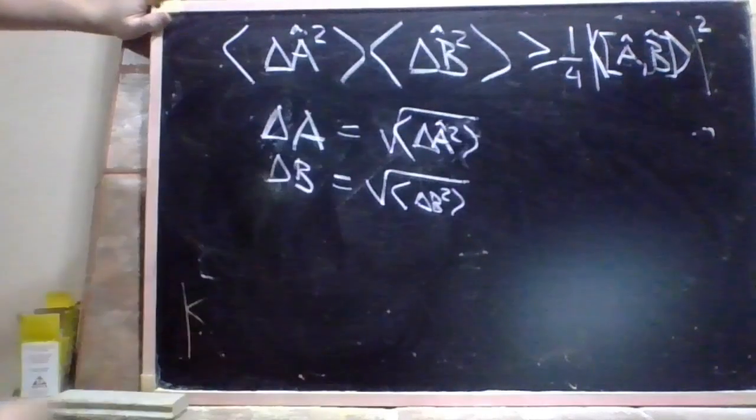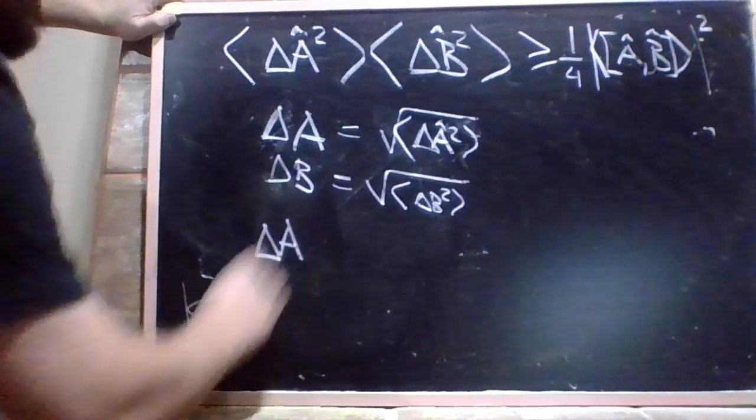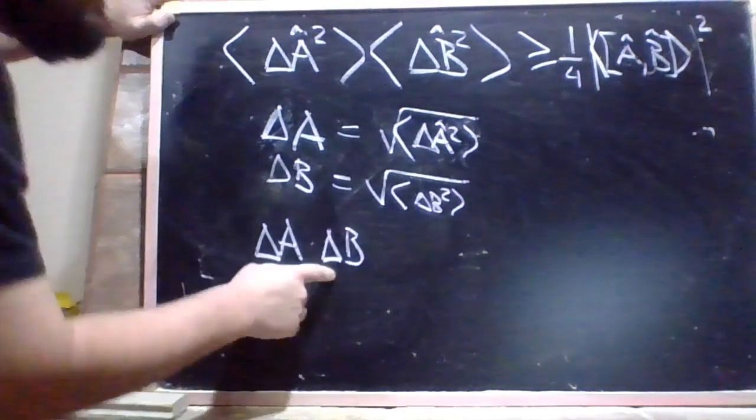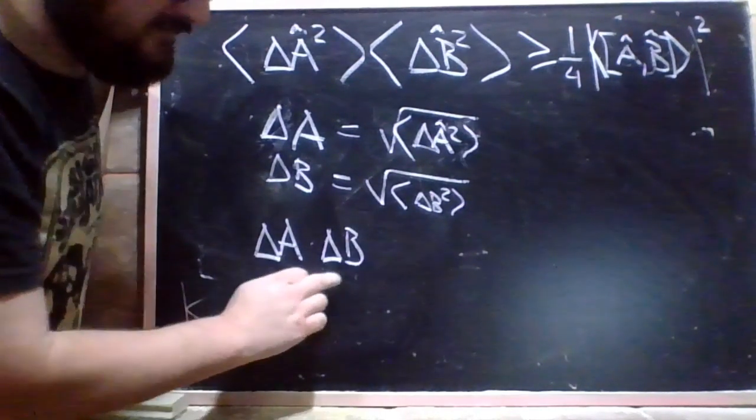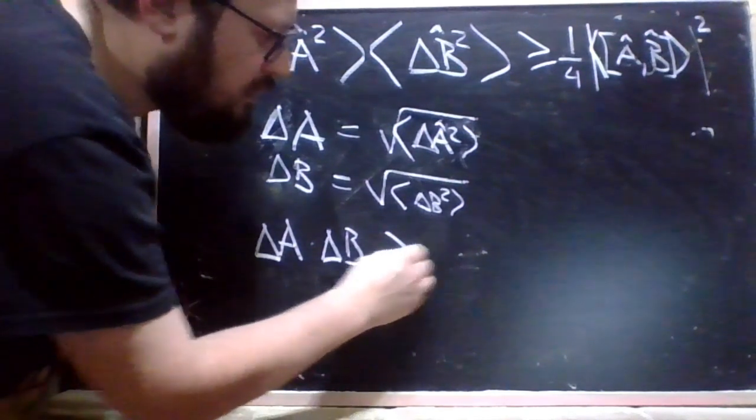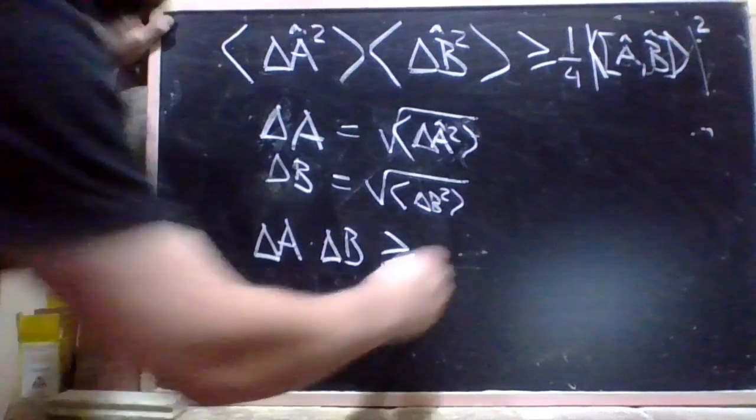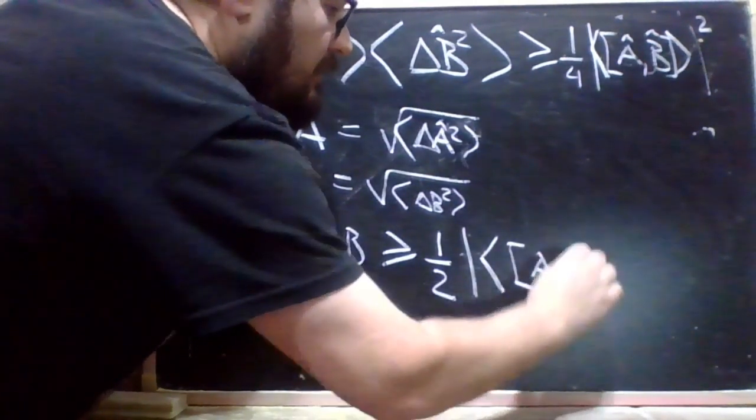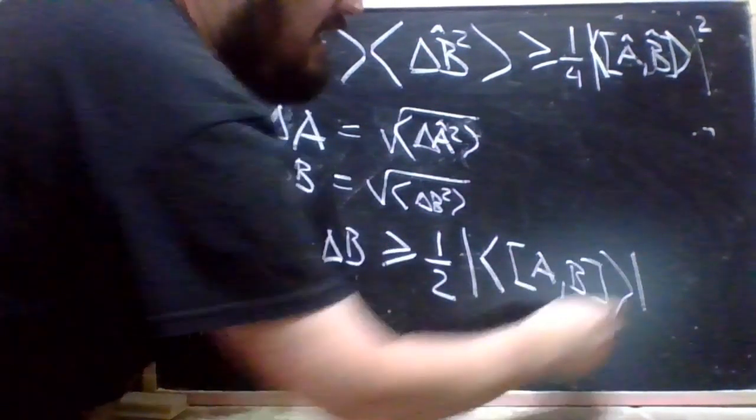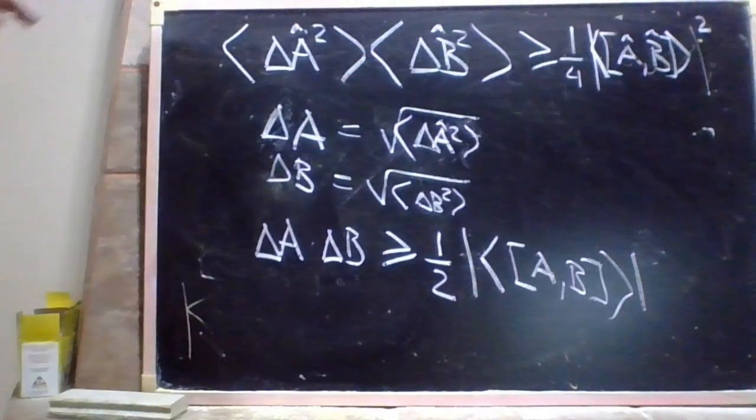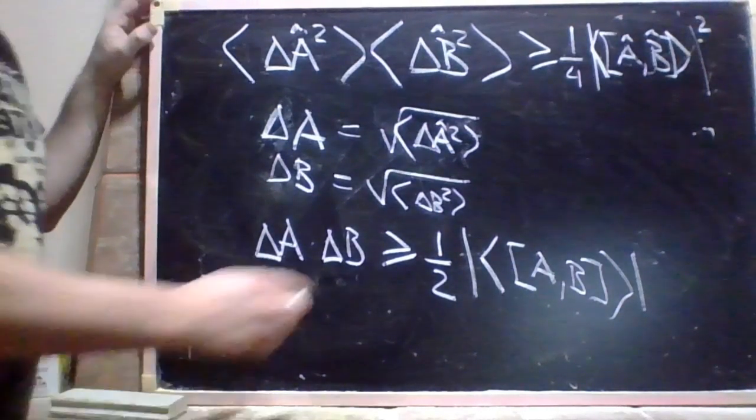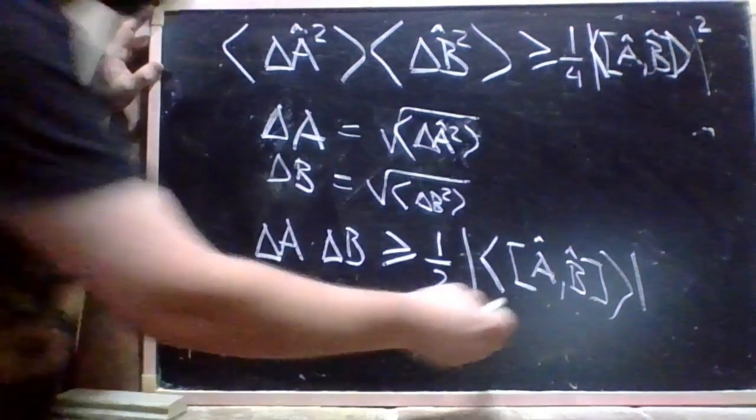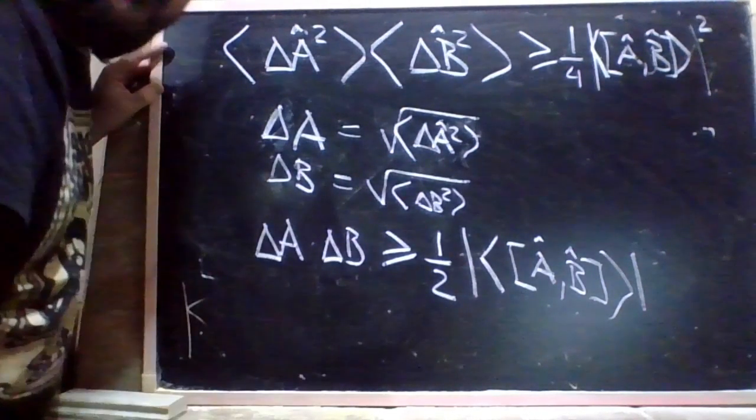And if you take the square root of this equation, you will find that the uncertainty in A, the dispersion in the values of measuring the operator A, multiplied by the dispersion, the standard deviation, or the uncertainty in the values of B, is always greater or at least equal to 1/2, if you take the square root there, of the modulus of the average of the commutator. The square goes away. So if you measure B and then you measure A, or in the reverse order, and they do not commute, you'll have an uncertainty related to those measurements.